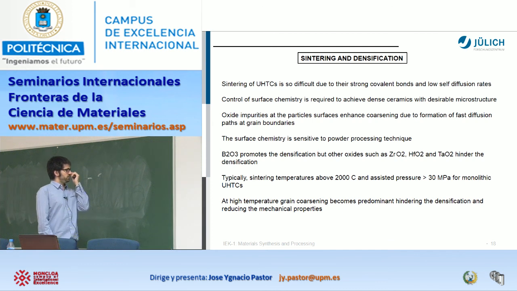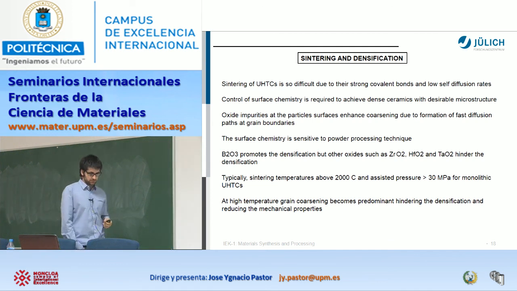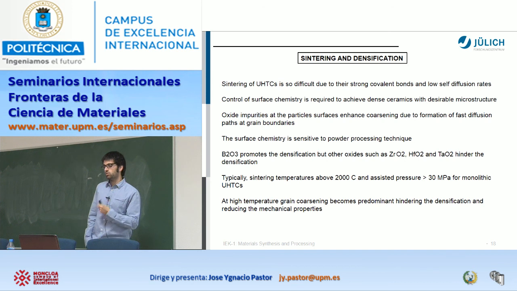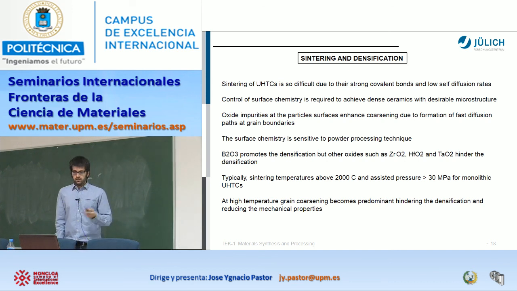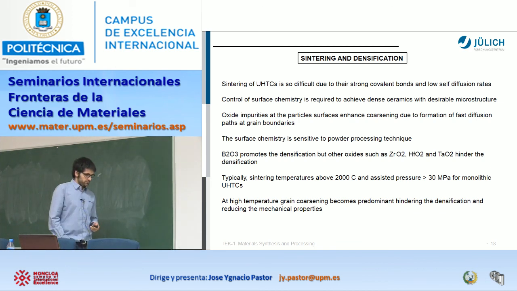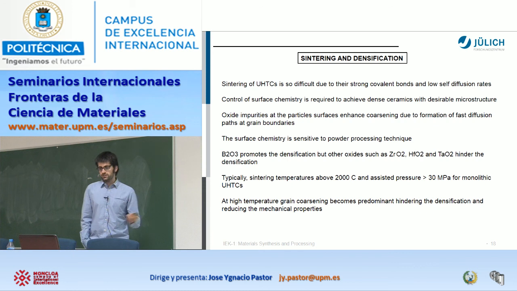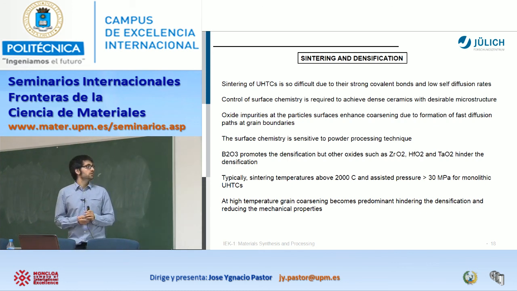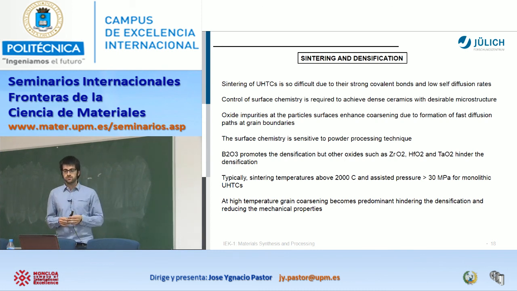But just to mention, the sintering and densification of this material is quite hard. They have excellent properties because of these strong covalent bonds, but then what you have in the end is really low diffusion rates, and then the densification is quite hard. If you try to densify these materials by pressureless sintering, just putting them in a furnace, it's quite difficult.